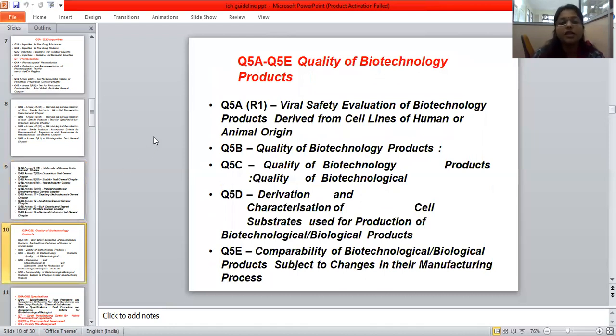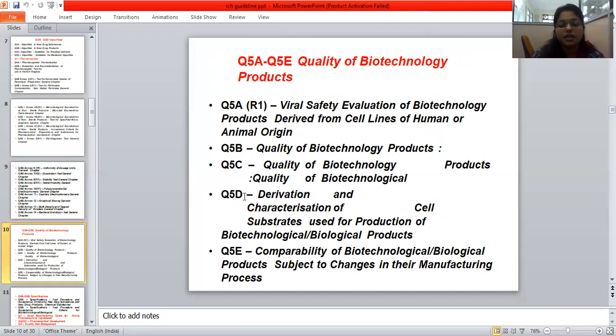quality 4 guideline. After that, we have the quality 5 guideline, Q5A R1, for the viral safety evaluation of biotechnological products derived from cell lines of human or animal origin. So Q5A, Q5B, which is quality of biotechnological products, and Q5C, which is quality of biotechnological products and biotechnology substances. Biotechnology and biotechnological products, their quality we have to maintain. So you can refer to this specification in the Q5C guideline.